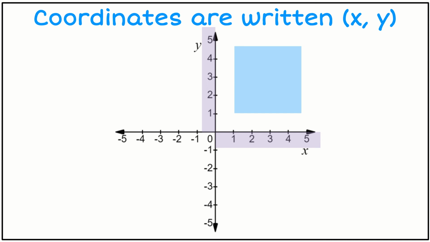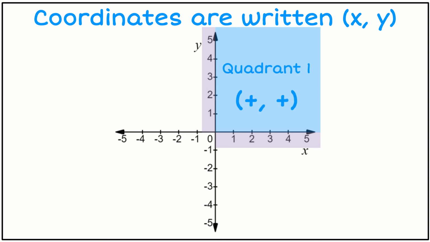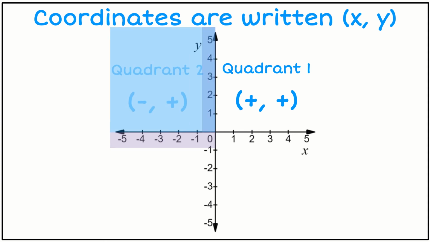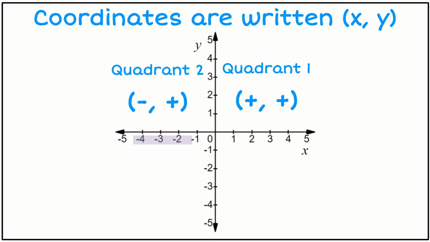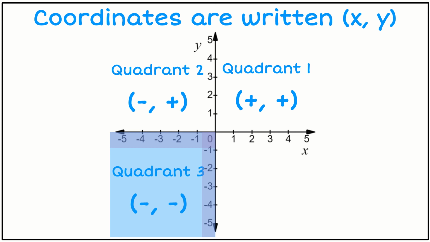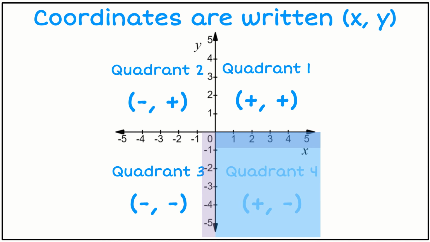So if I now look at what happens when I take the positive x values and the positive y values, we get what we call quadrant 1. This is positive x and positive y. If I take the negative x values and the positive y values, this gives us quadrant 2, which is negatives and positives. If I take the negative x values and the positive y values, that gives me quadrant 3. And if I take the positive x values and the negative y values, this gives me quadrant 4.